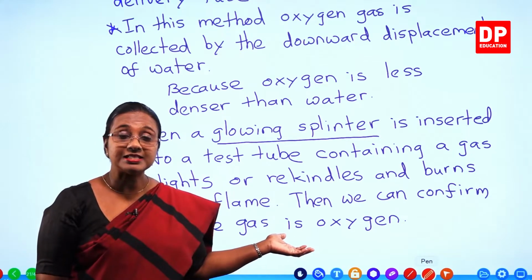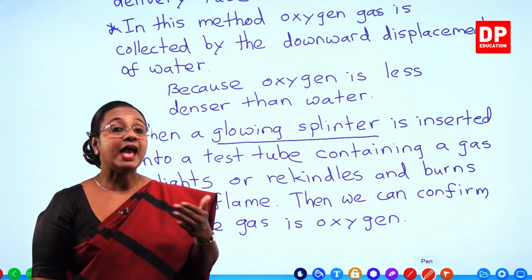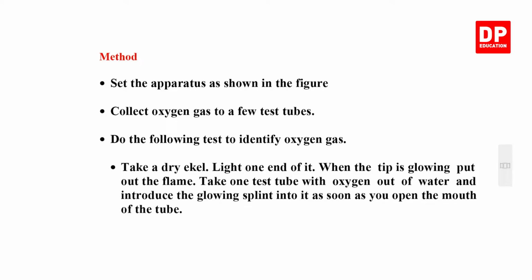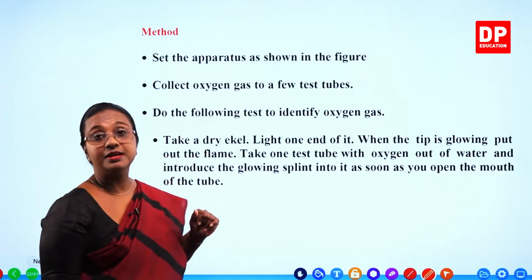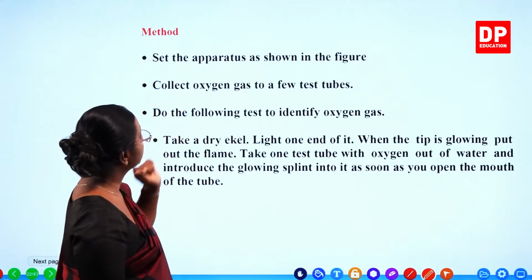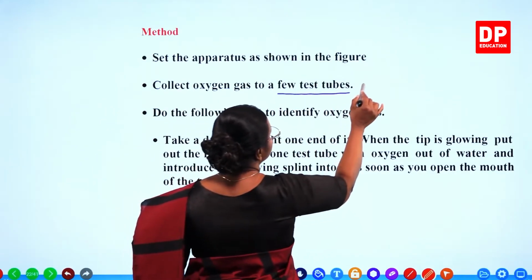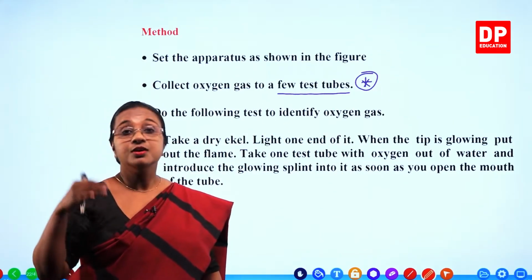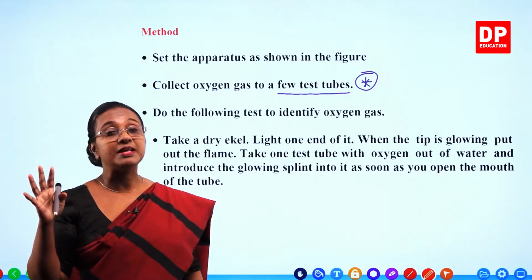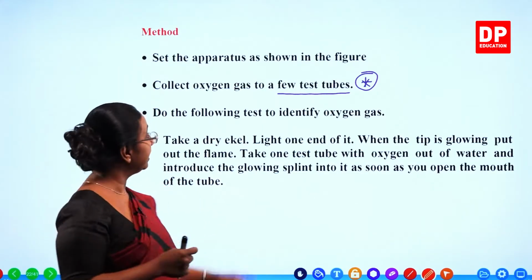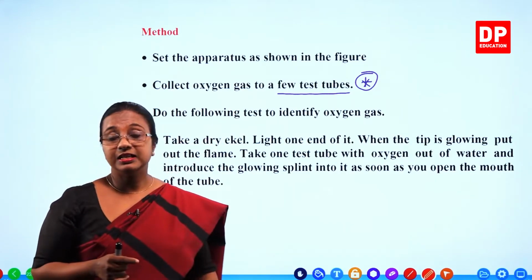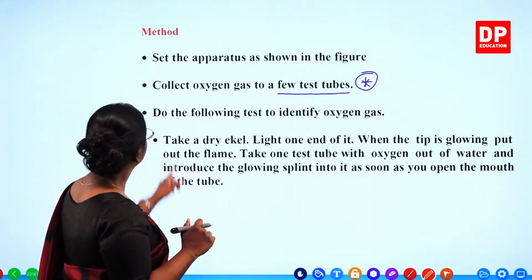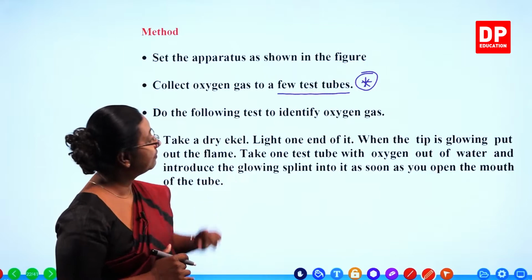So I'll move on to the next slide where I discuss the method again, and then we will do the activity in the lab. So method, set the apparatus as shown in the figure. So I have labeled all the parts there. Collect oxygen gas to a few test tubes. So here also, like we discussed for hydrogen, you can collect it in the gas jar, so that you observe the downward displacement method properly with the beehive shelf and all that. And also you can collect it into a few test tubes that you can easily test it with the glowing splinter. Then do the following test to identify oxygen gas.